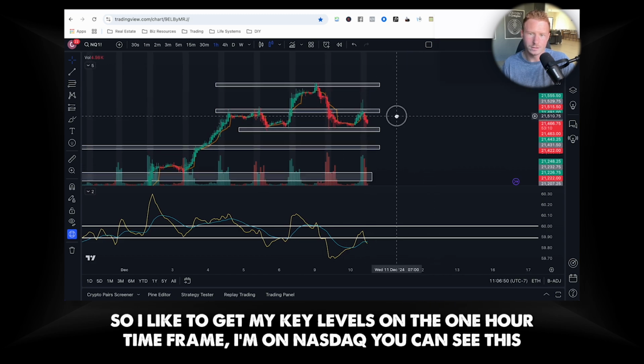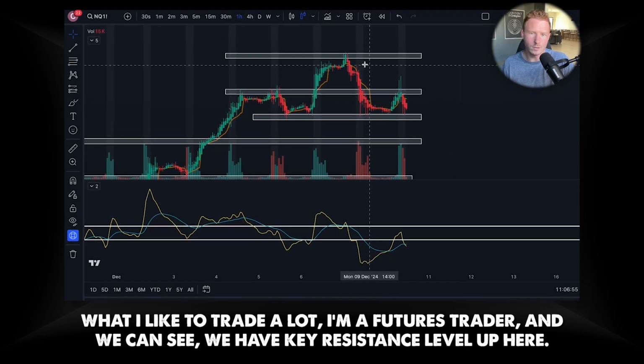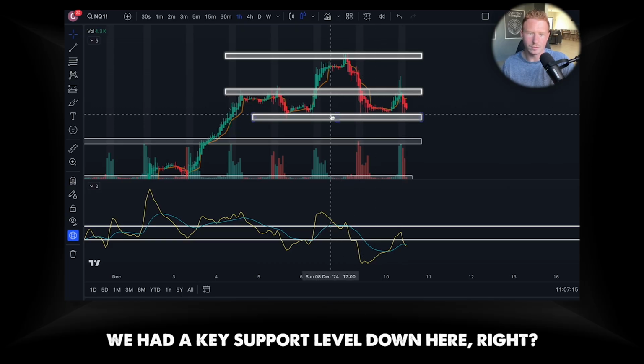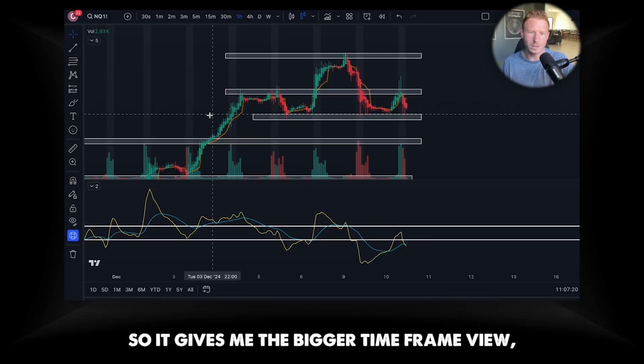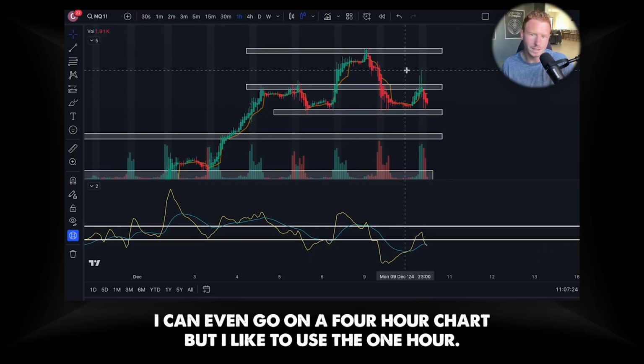I'm on NASDAQ. You can see this is why I like to trade a lot. I'm a futures trader, and we can see we have a key resistance level up here. We had a support level here. It broke, and then it turned into resistance today. We had a key support level down here. This is over the past week of price action, so it gives me the bigger time frame view. I can even go on a 4 hour chart, but I like to use the 1 hour.